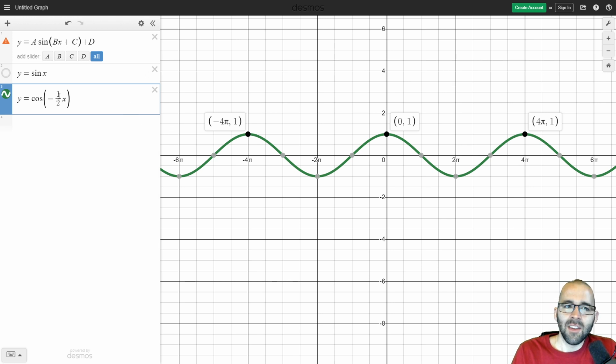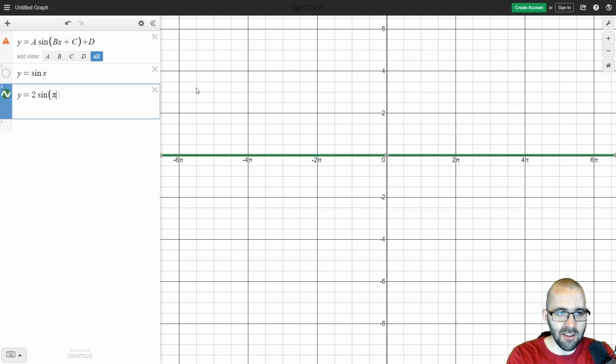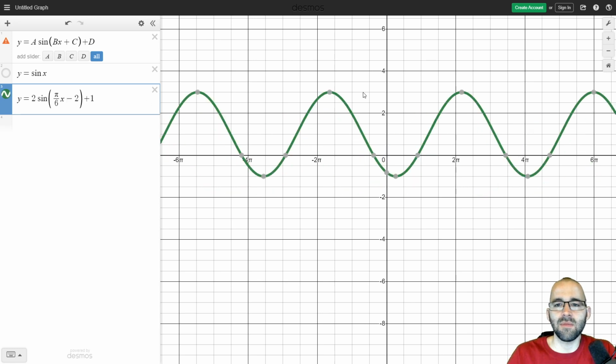Very good one. Whenever you divide by a number, it makes the period longer. Whenever you multiply a number, it makes the period shorter. Multiplying makes it go faster. And the last one was a real bonkers graph. It was 2 times the sine of pi divided by 6 times x minus 2, plus 1.